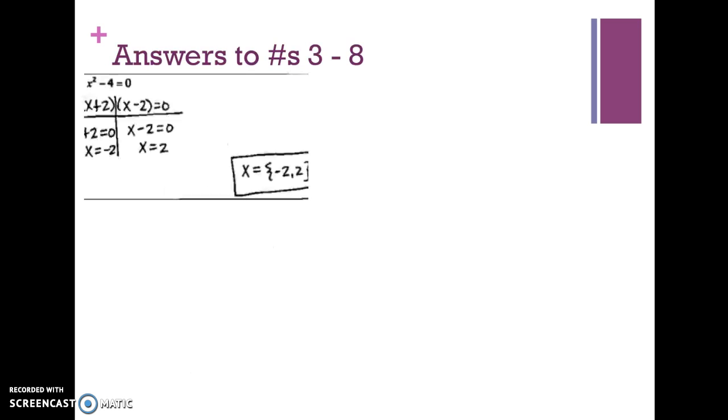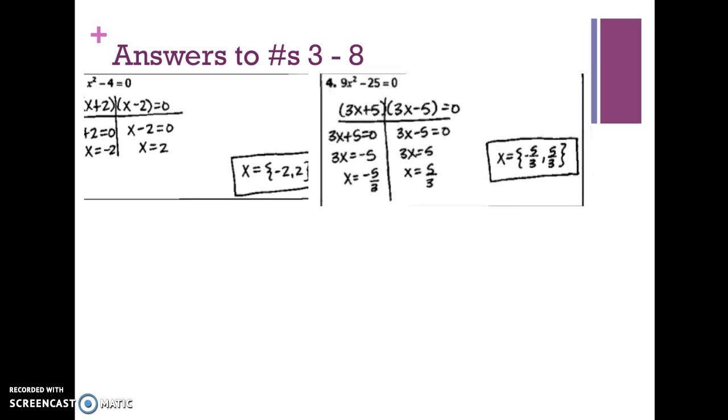Now that you've worked them out on your own, here are the answers to those questions. Number 3, I have x squared minus 4 equals 0. So my solution set, once I set each factor equal to 0, is negative 2 and 2. Number 4, I have 9x squared minus 25 equals 0. So once I factor that, and I set each factor equal to 0, I get x equals negative 5 over 3 and positive 5 over 3.